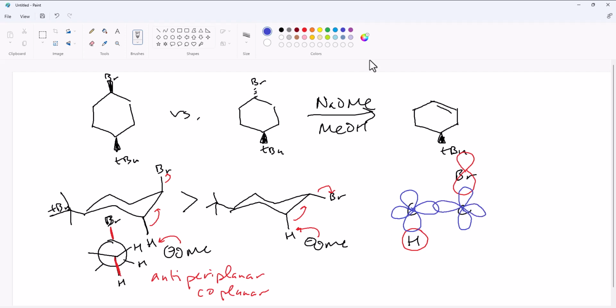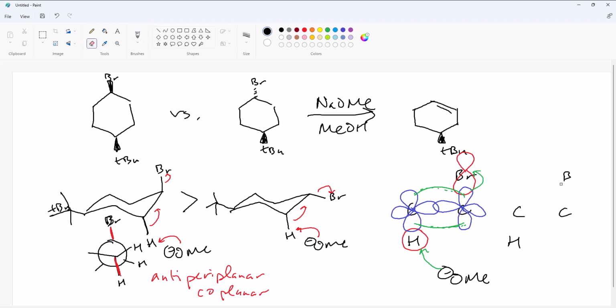So what we see is when we pluck off this hydrogen with methoxide, this is the pi bond that's being formed between these two orbitals. So this can just kind of lean over and connect. They are already in alignment to form a pi molecular orbital, and this would just push out the bromine. They're already in alignment, so this is going to be a very facile, very fast process to do elimination.